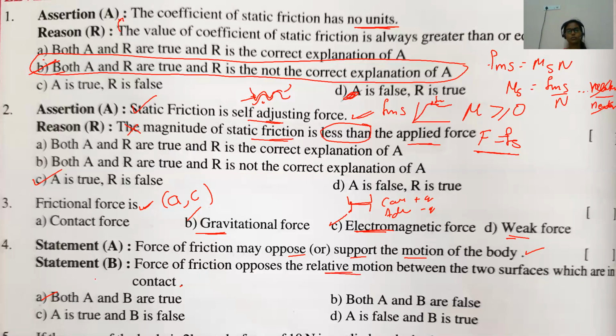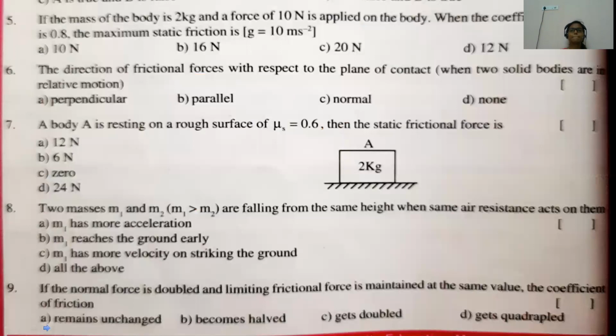So, relative motion. Both the statements are true, so you can write option A. It's a reason and assertion type question, and both statements are true. Option A is correct. Next, see this question. Important question actually.